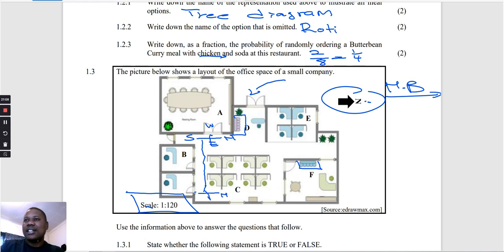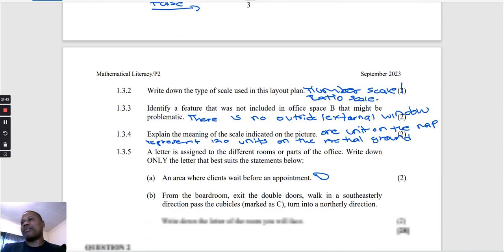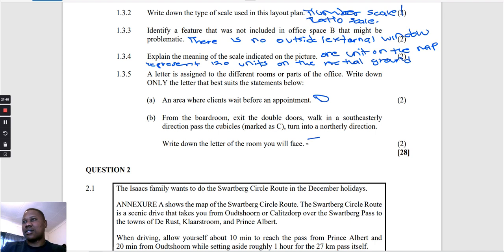North, south, west, east. But now they are saying you must go north. So your north is going to be, then which office are you going to face? You're going to face this F. Remember, this is going to be your left, and this is going to be your right. So on your right is the wall. On the left is office number C. But what you are facing is number F. That will be the end of question number 1.